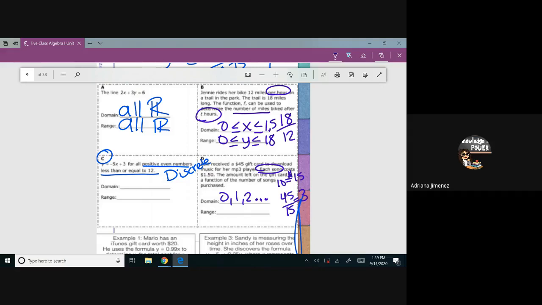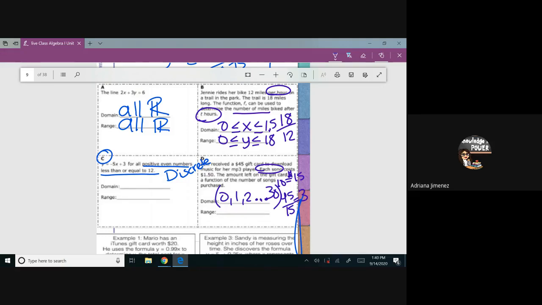How many songs am I going to buy? 10 songs for $15. So if I can buy 10 songs for $15 and I'm doing it 3 times, how many songs am I going to buy altogether? 30. Yeah. And that's it.